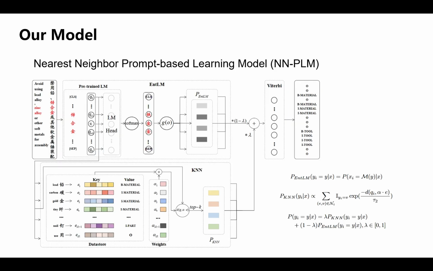The NenPlm consists of three parts: the NTM module, the NAN module, and the Viterbi module. During inference, the probability distributions of each token are obtained from both the NTM and NAN modules. These two probability distributions are weighted and summed, and the result is fed into the Viterbi module to obtain the final label sequence. Next, we introduce each part in detail.